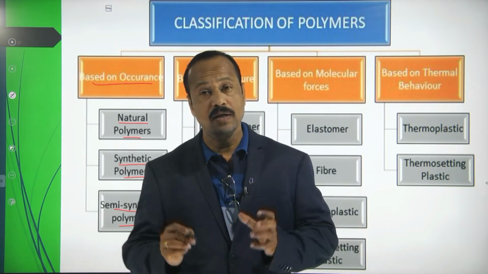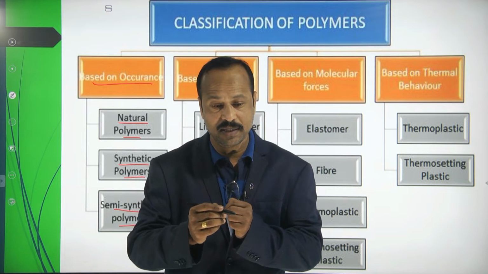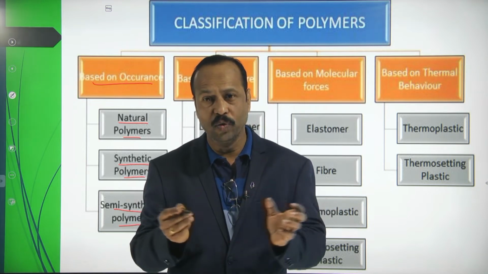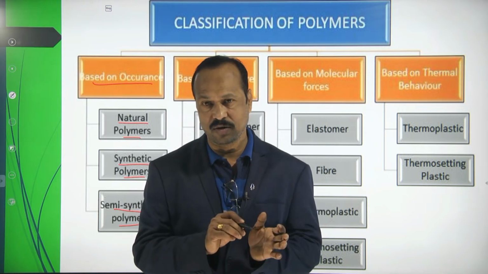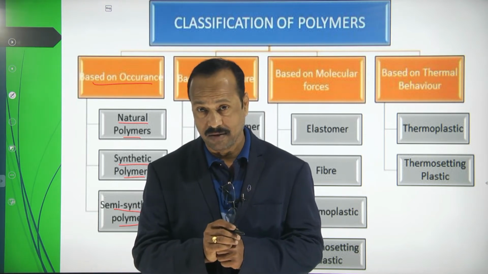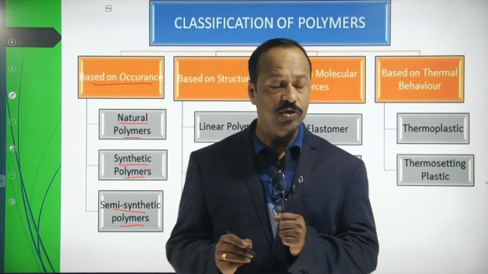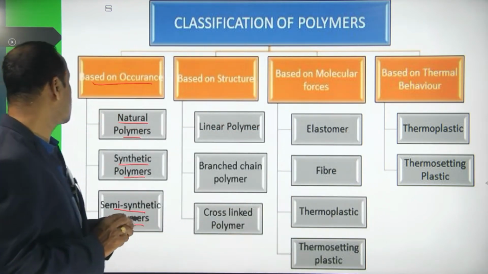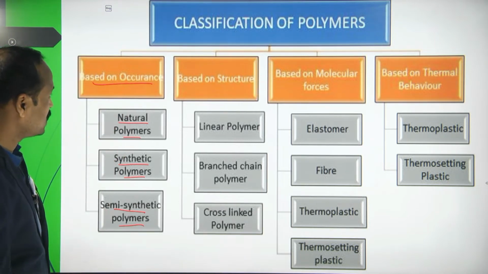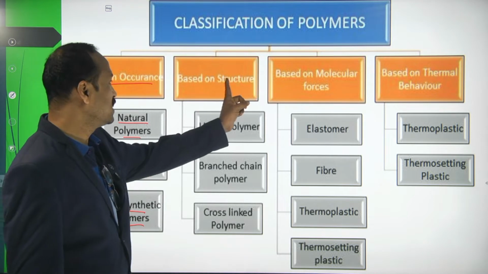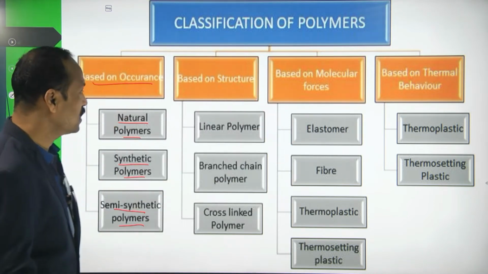Semi-synthetic means the material is obtained naturally, but it is processed by human beings and made into fibers. Such a fiber is called semi-synthetic. The example I said was rayon. Rayon is also called artificial silk. This we already discussed. So, in the last class we discussed up to here, the natural, synthetic and semi-synthetic polymers based on occurrence. Today we are going to discuss based on structures, molecular forces and thermal behavior.